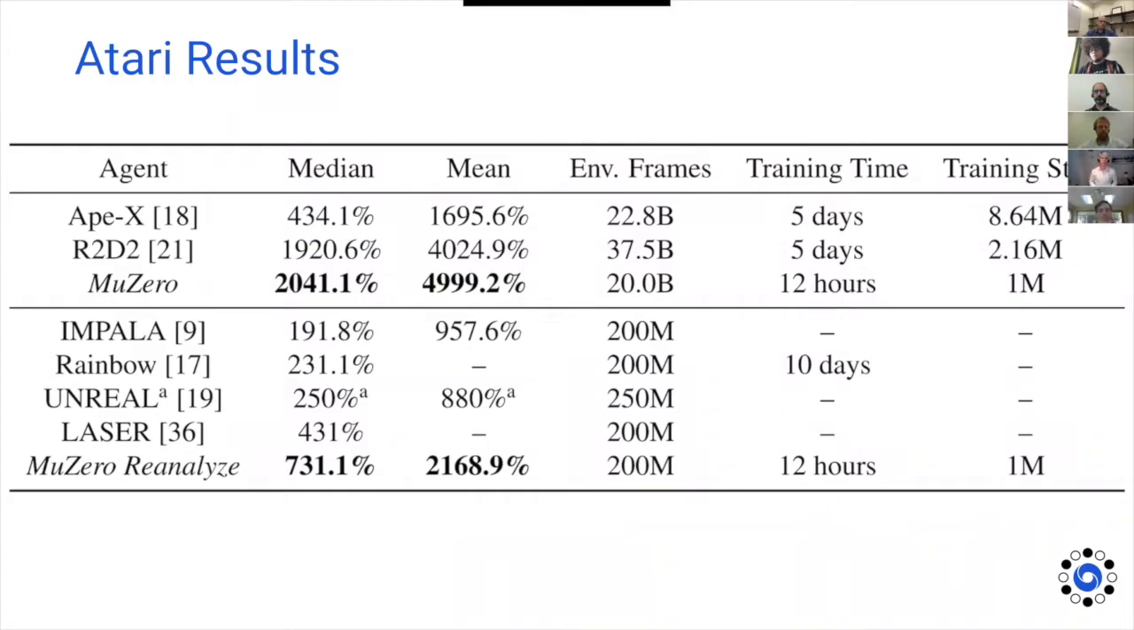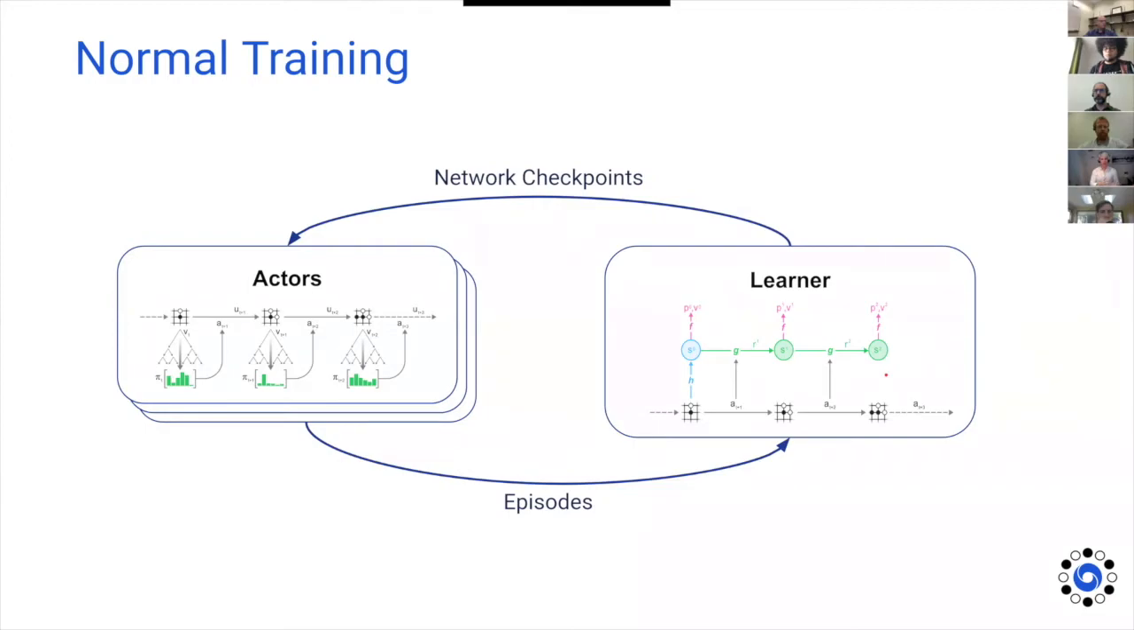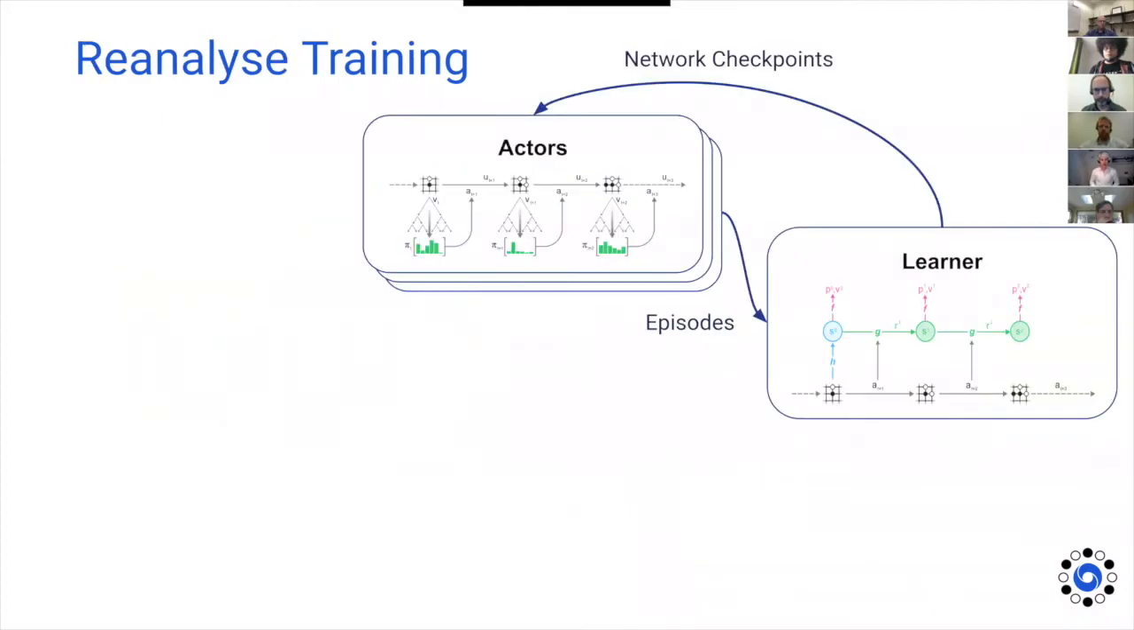So this was a great confirmation to us how useful planning can be, how useful the model can be for us. This reanalyze setting also fits very easily into the training setup. In normal training, we have a standard setup with some actors and some learner that communicate by sending network weights and receiving episodes, receiving trajectories. So we can rearrange this a little bit.